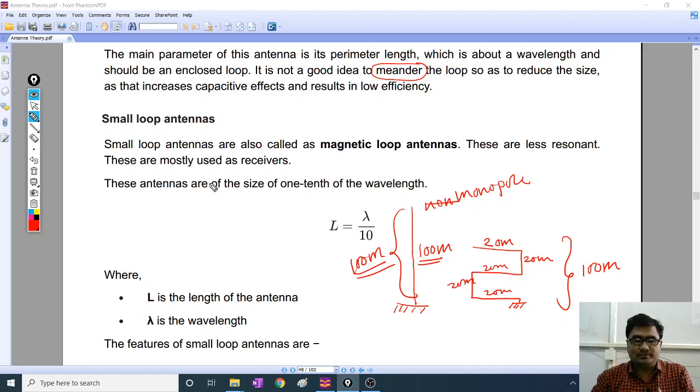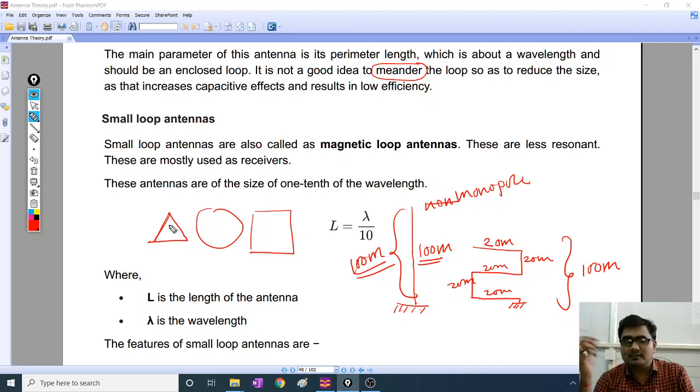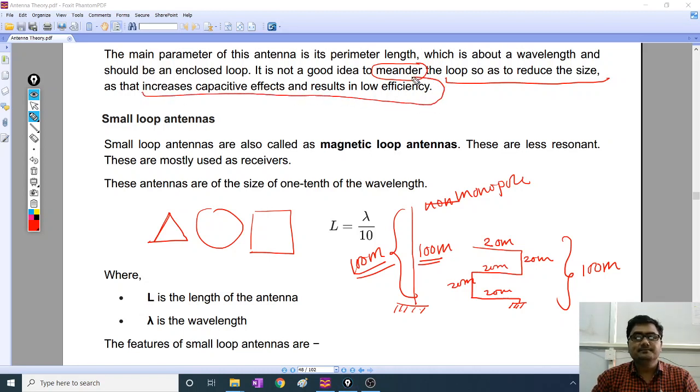Whatever loop you are using, maybe it is a square, a triangle, a circle, whatever loop you are using, don't meander it. Why do you meander? Generally to reduce the size. You want to reduce the size, so that's why you meander. So don't do that. It's not a good idea. Why? Because it's good that it reduces size, but it increases the capacitive effect.